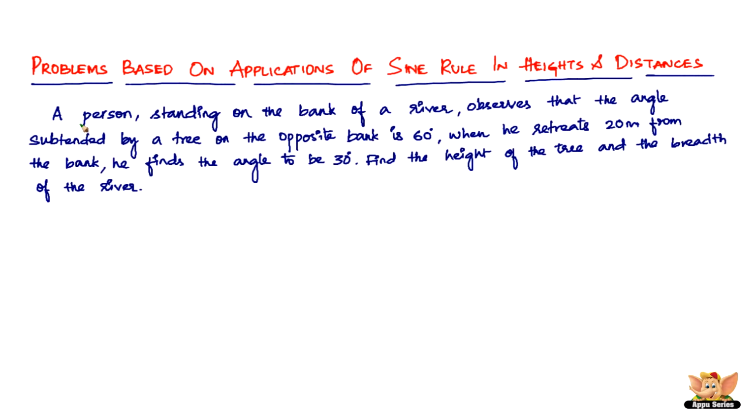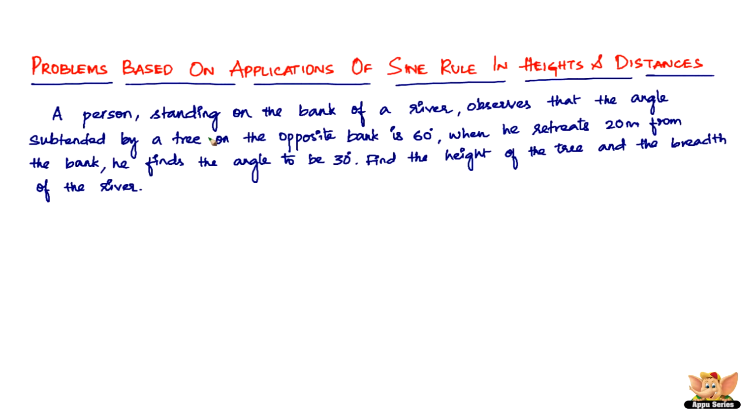It says a person standing on the bank of a river observes that the angle subtended by a tree on the opposite bank is 60 degrees. When he retreats 20 meters from the bank, he finds the angle to be 30 degrees. Find the height of the tree and the breadth of the river. All right, so this is the question, a pretty straightforward one, I'd say.